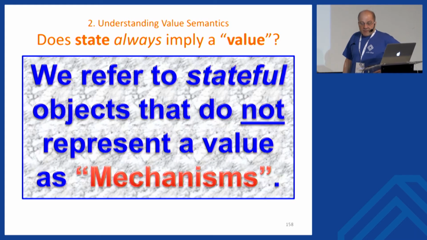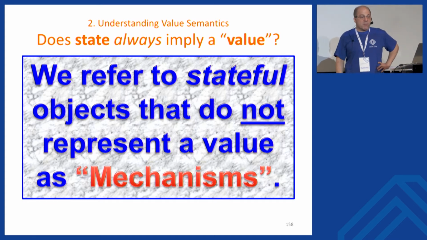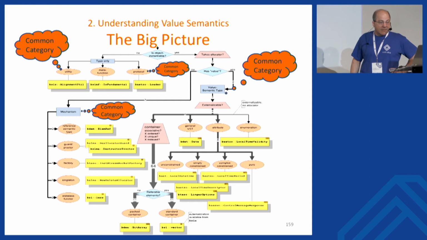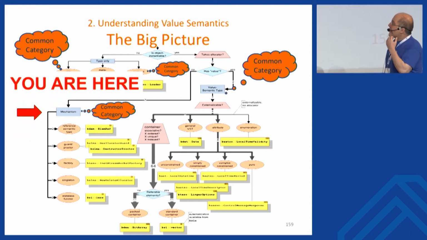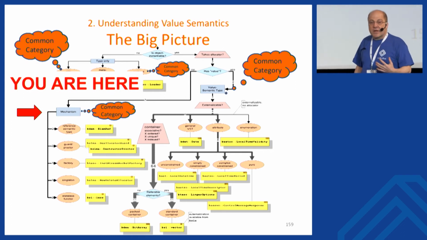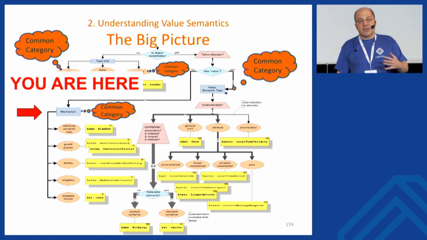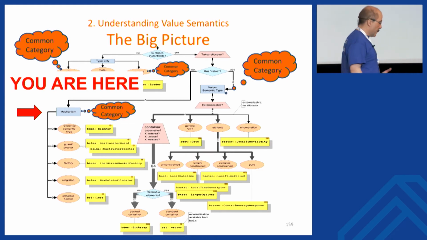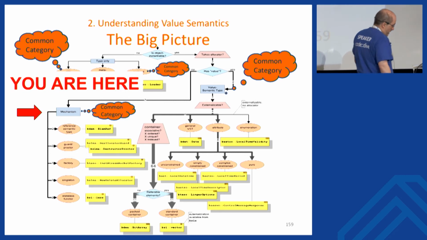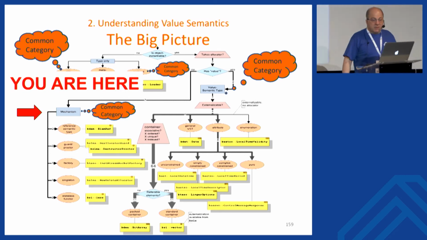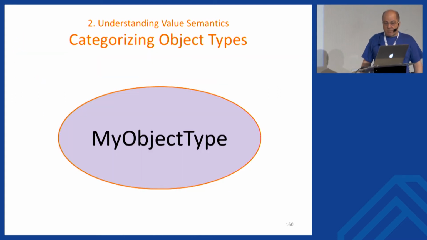So anyway, think about that one. We refer to stateful objects that do not represent a value as mechanisms. So in this chart, we have these class categories, and mechanisms are over here. Mechanisms are not as rich a taxonomy as value types. There's not a lot you can say about a mechanism other than it's a stateful object. It may or may not allocate memory. We don't know. It does something, but it doesn't try to represent a value.